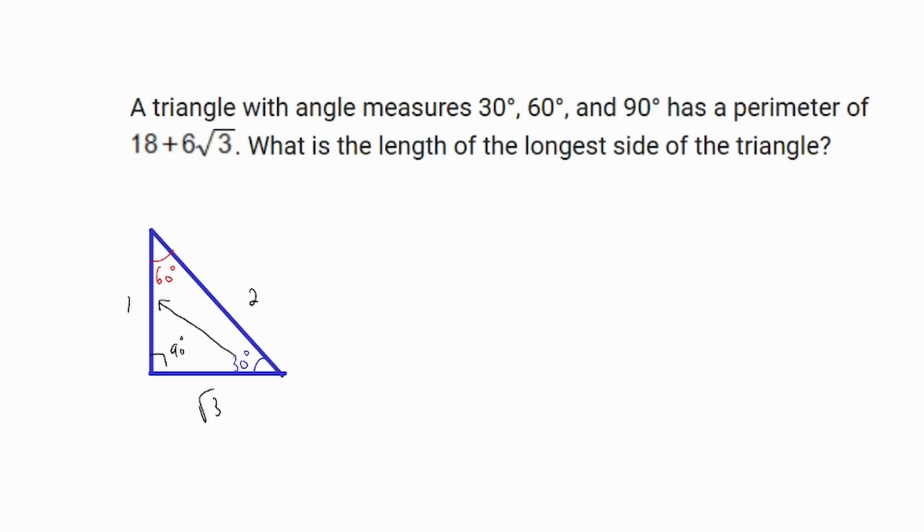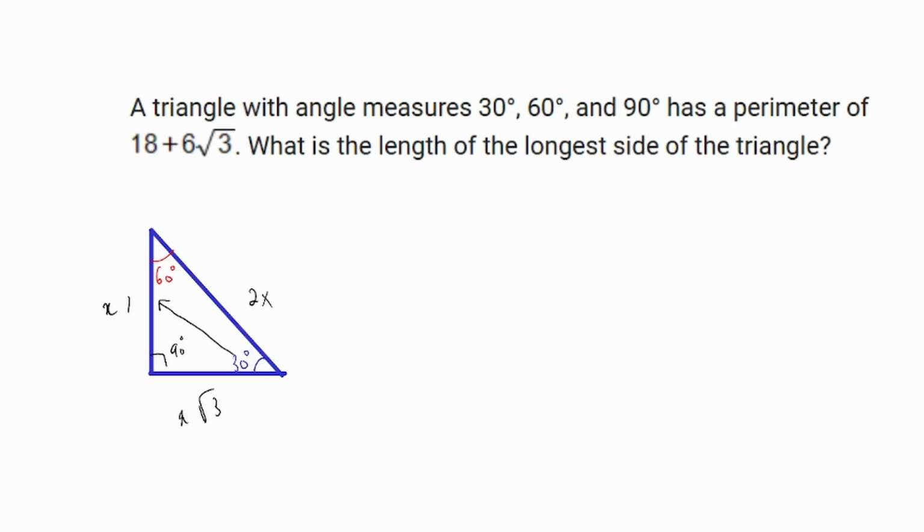All right, so now we can actually label our sides to an extent. We can call the side opposite to 30 degrees x. And I'm going to call the side opposite to 60 degrees x root 3. And the side opposite 90 degrees, the longest side in this case, we're going to call 2x, because we're trying to find the value of the longest side, which is going to come from the value of x.